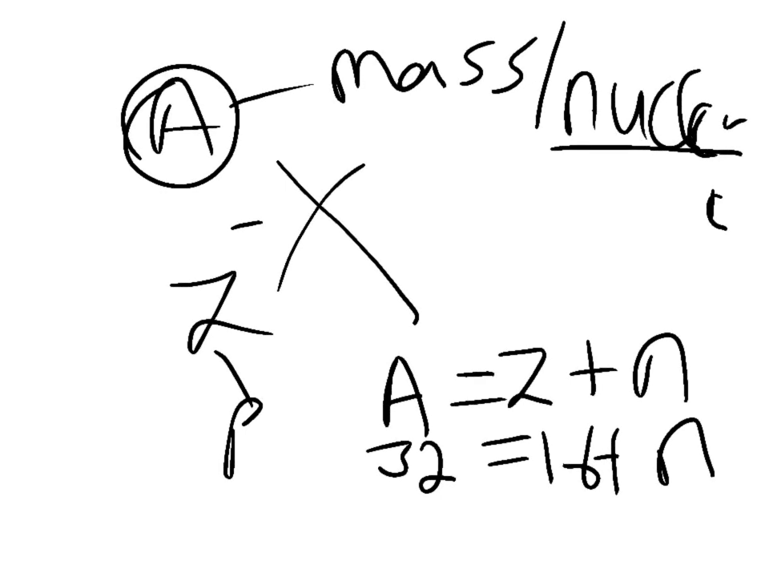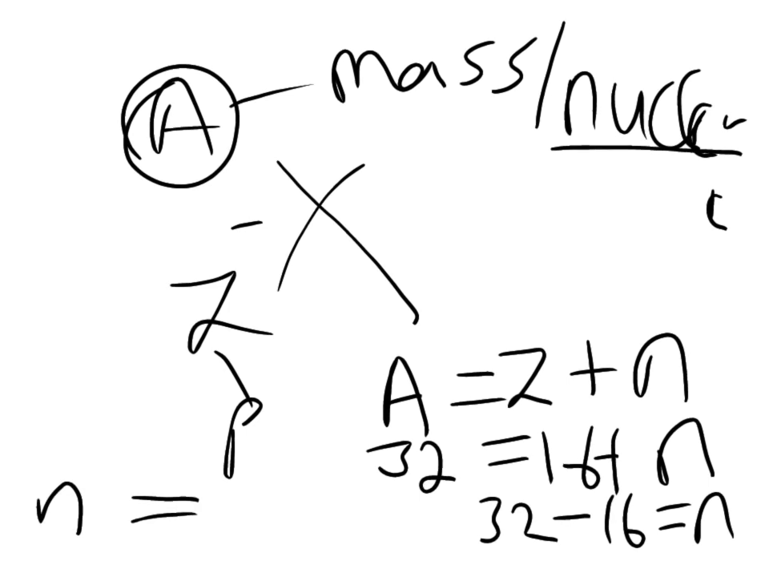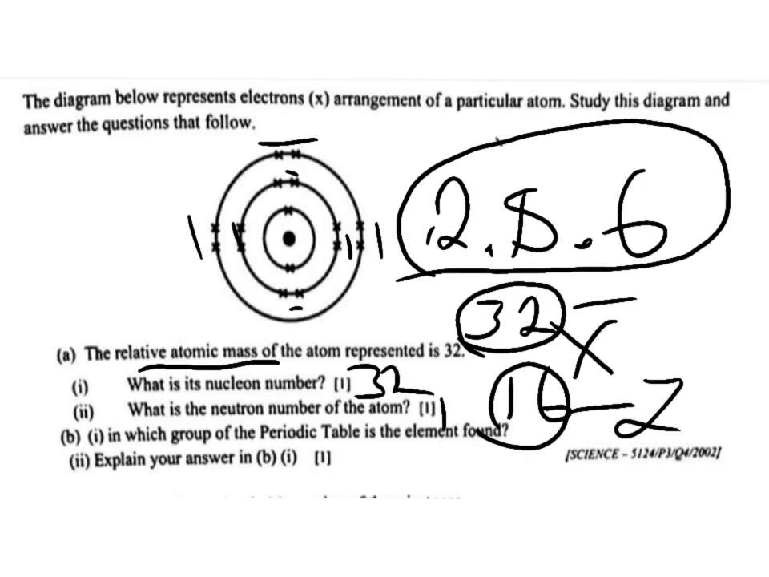So it will be 32 minus 16 to get the neutron number. So our N will be equal to 16. So the neutron number here will be 16 like this. You say 16. B. In which group of the periodic table is the element found?